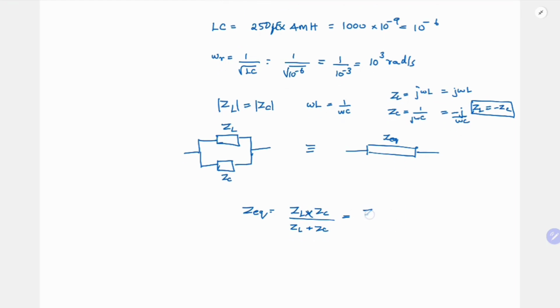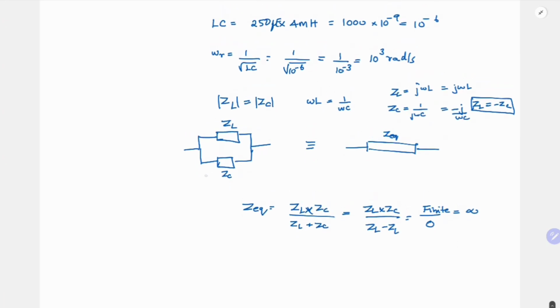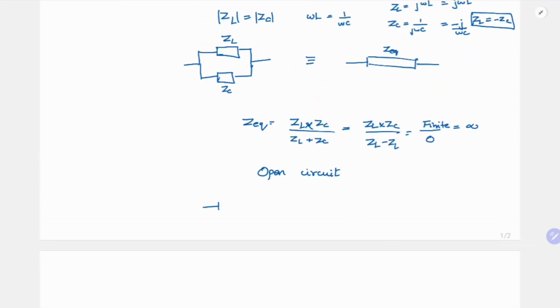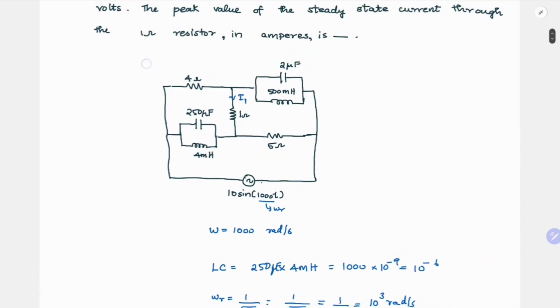So then what does this become? You will have ZL into ZC by ZL minus ZL. So it is some finite term by 0, which is equal to infinity. So this becomes like an open circuit. Similarly, if they are in series, ZL and ZC, they cancel each other out and Z equivalent will be equal to 0, which means it is a short circuit. So if they are in parallel, they become open circuit, and if they are in series, they become short circuit. Okay, so we got that.